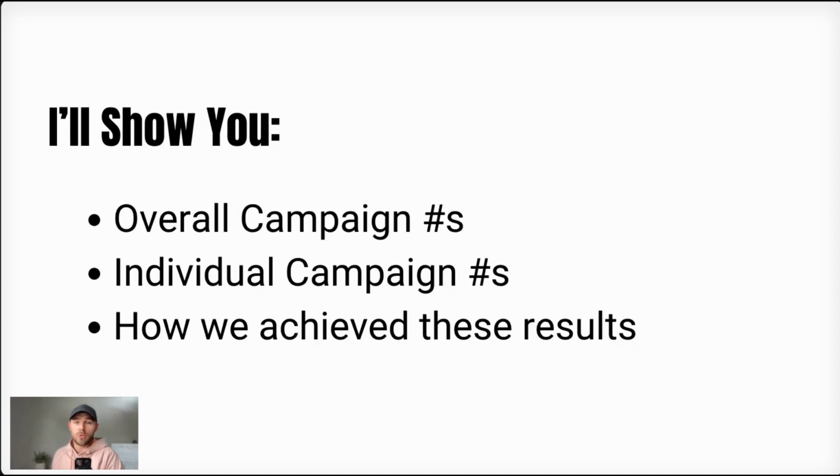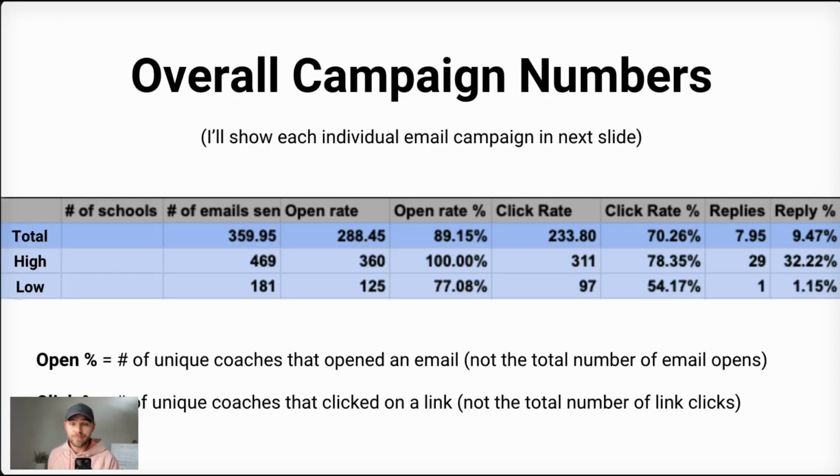Now, I'm going to show you three different things. I'm going to show you the overall campaign numbers, kind of like the averages and the high and the low and that cool stuff. Then I'm going to show you the individual campaign numbers. You're going to be able to see the open rate, the click rate, the replies from every single one of these campaigns. And then I'm going to walk you through quickly how we were able to achieve these results so that you can hopefully get results similar to these as well.